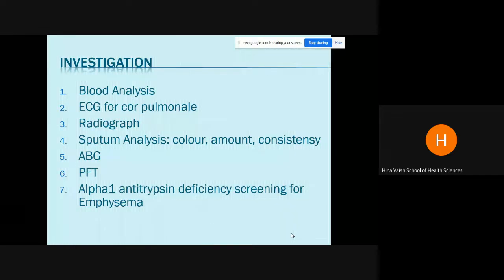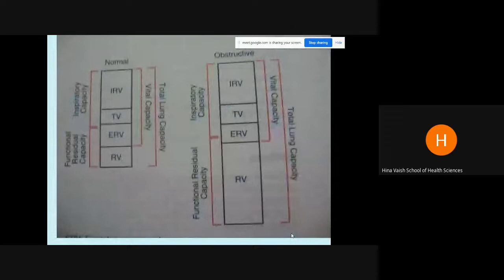Then PFT will help you know whether it is a reversible condition. As I said, asthma is a reversible condition. In asthma, after 2 hours, you can see that the airway narrowing is relieved and reverses towards normal, whereas in COPD you will not see these changes. So PFT will help you reach a diagnosis. Then alpha 1 antitrypsin deficiency screening is important in cases of emphysema.